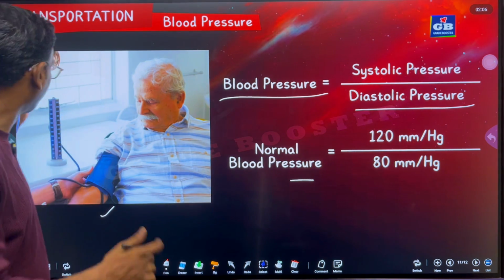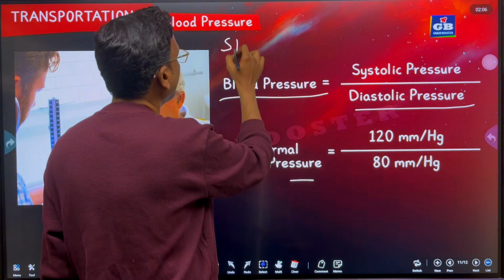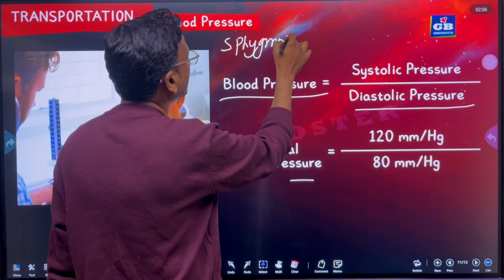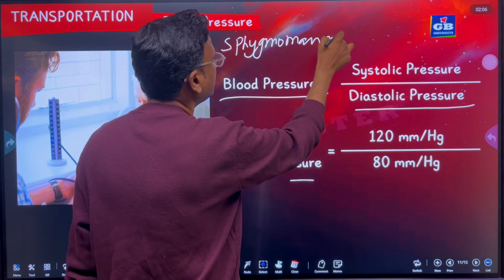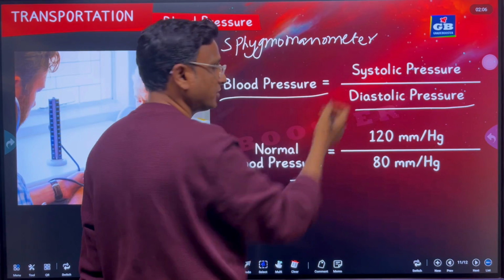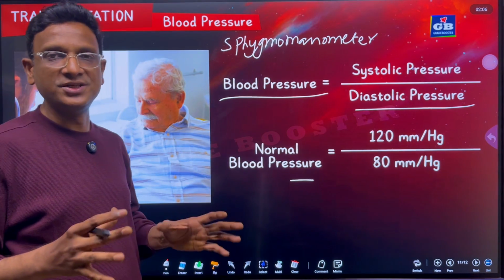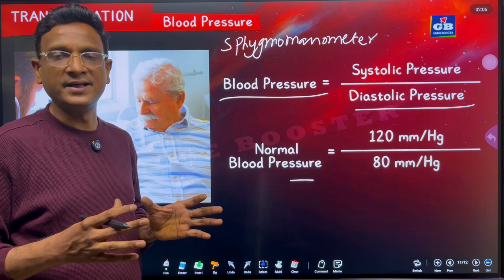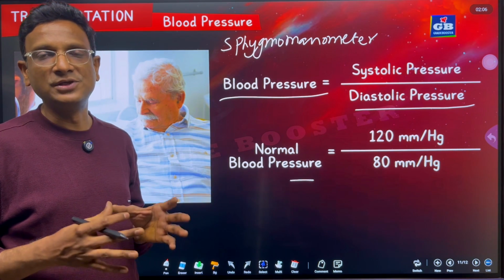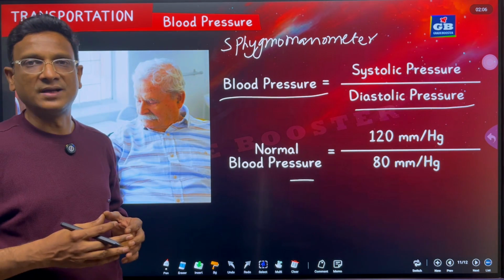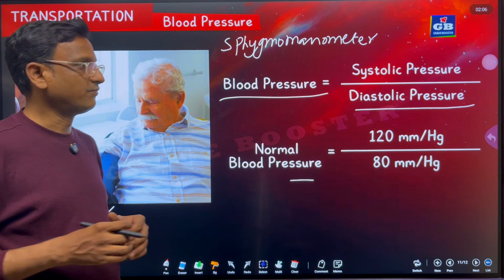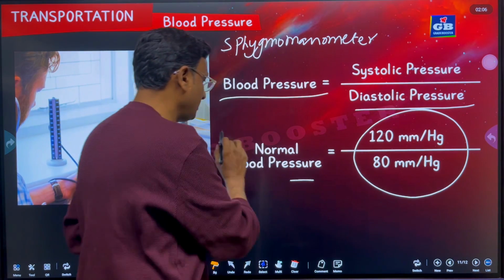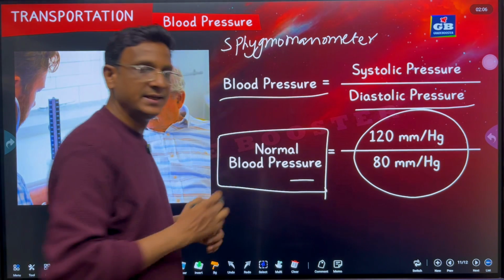They use a device called a sphygmomanometer to measure the blood pressure. Now digital BP machines are also available in the market. So with those BP machines also people check the blood pressure. Right, children? So what is the normal blood pressure of a healthy person? 120 by 80 mmHg is the normal blood pressure of a healthy person.